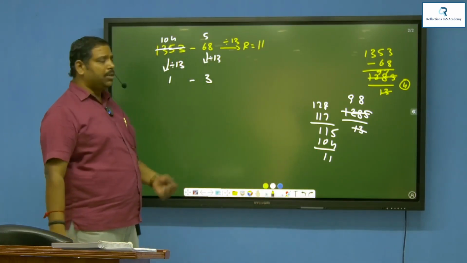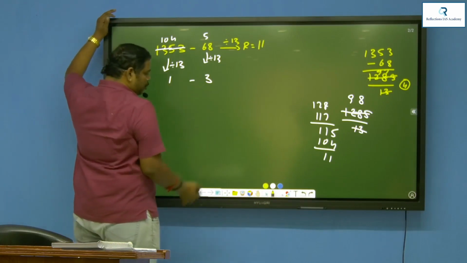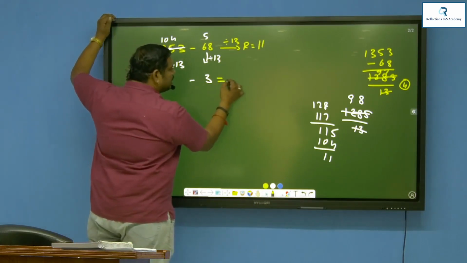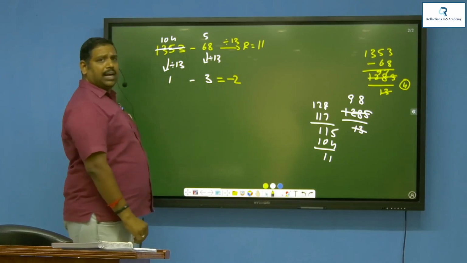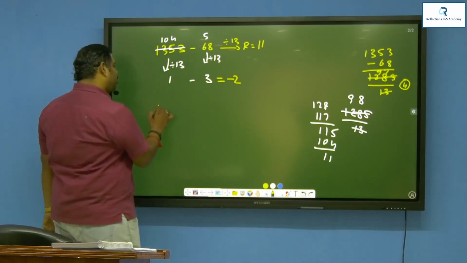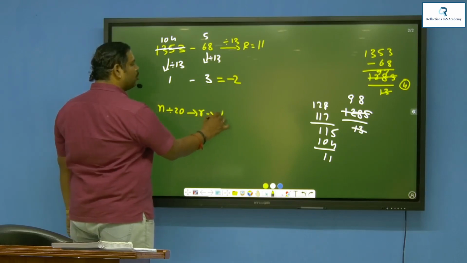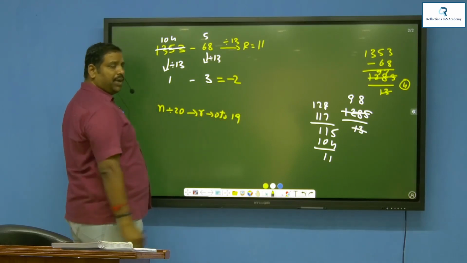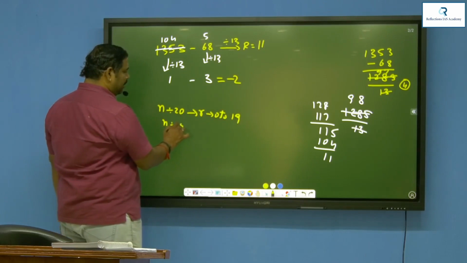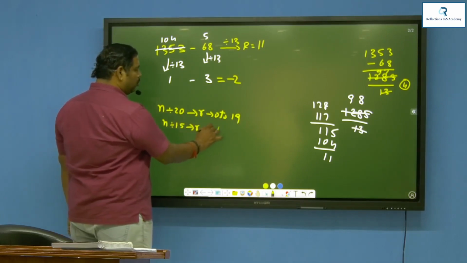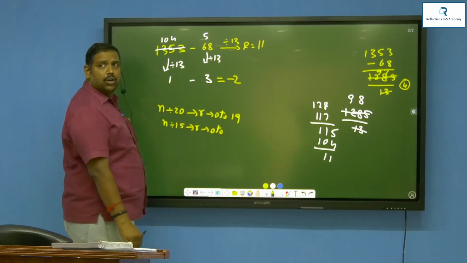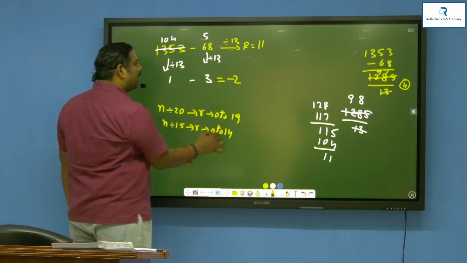Okay. Now come to the question. What you got? 1 minus 3. 1 minus 3 means how much it is? Minus 2. Right. Observe a point. I said that when you divide a number with 20, the remainders are from 0 to 19. Yes or no? When you divide any number with 15, the remainders are from 0 to, come on, speak out. 0 to 14. Okay. Right, good.